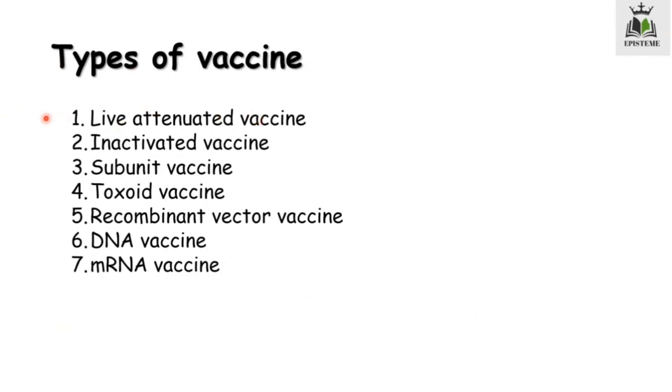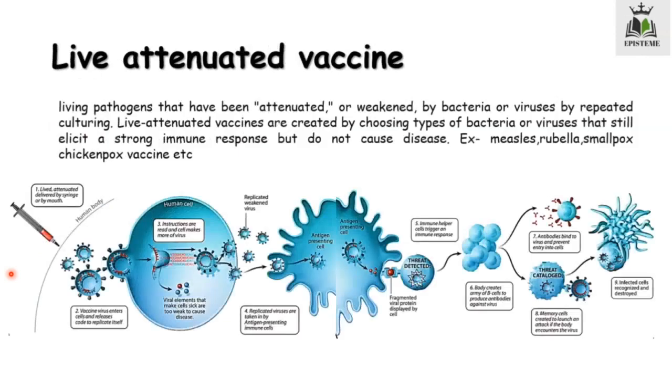Next, we have the types of vaccine. We have 7 types of vaccine and we will learn each one of them in this video. The first one is the live attenuated vaccine.